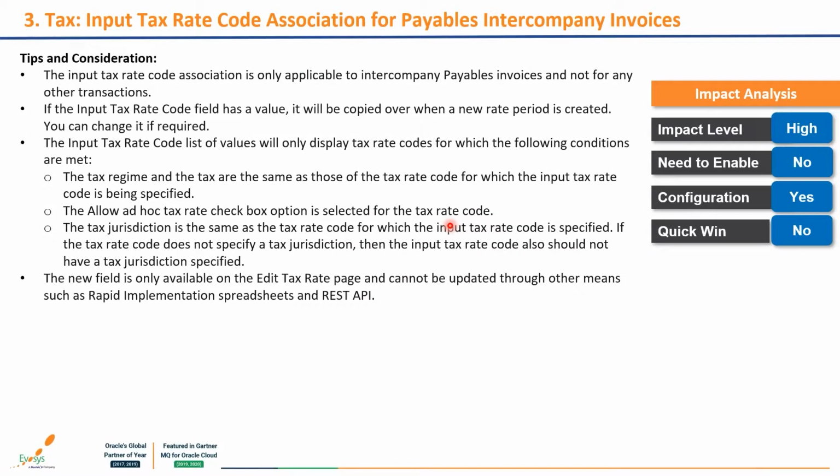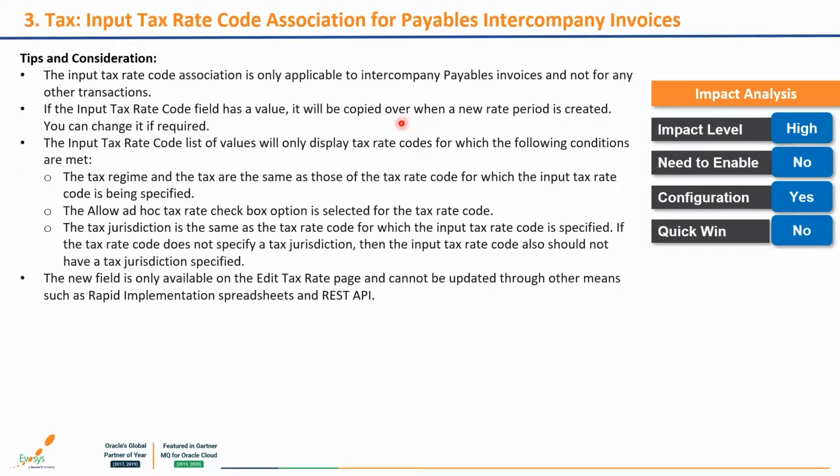There are some points which we need to consider before using this functionality. The first point is that this enhancement is available only for intercompany payable invoices, not for any other transactions, right? The tax rate code that we mention as the input tax rate for intercompany payable invoices will be available only for intercompany payable invoices. Then, let's say we have ended the existing rate period details and we are now adding new rate period details, right? The existing input tax rate details will be copied. We don't need to manually apply it again. If you want to update it, that is a different thing, we can very well do it, but the system will automatically copy the existing tax rate codes.